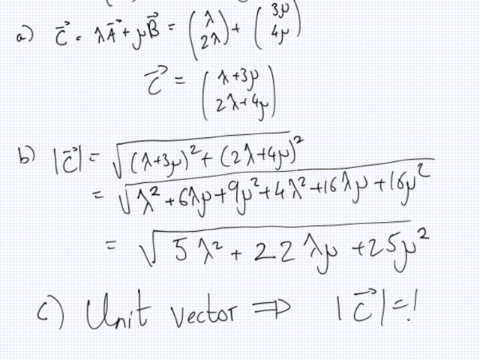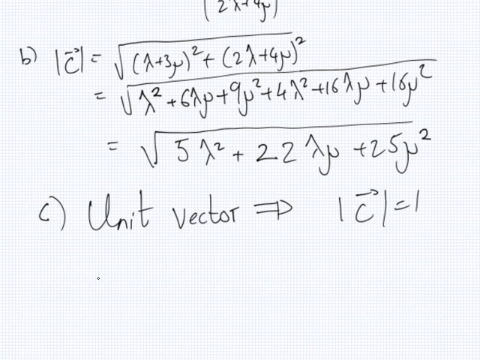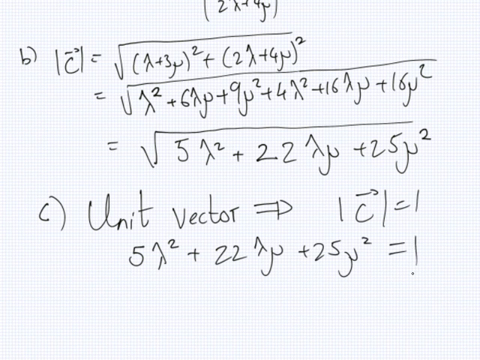So if I tell you C is a unit vector, it means you know then that 5 lambda squared plus 22 lambda mu plus 25 mu squared has to equal 1. Because that's the magnitude, and I just said the magnitude is 1. Square root? Yeah, but square root 1 is still 1, so we can actually drop the square root. If I put the square root in, I would then just square both sides. So it actually doesn't matter then. I can just leave it like this. Is that okay?